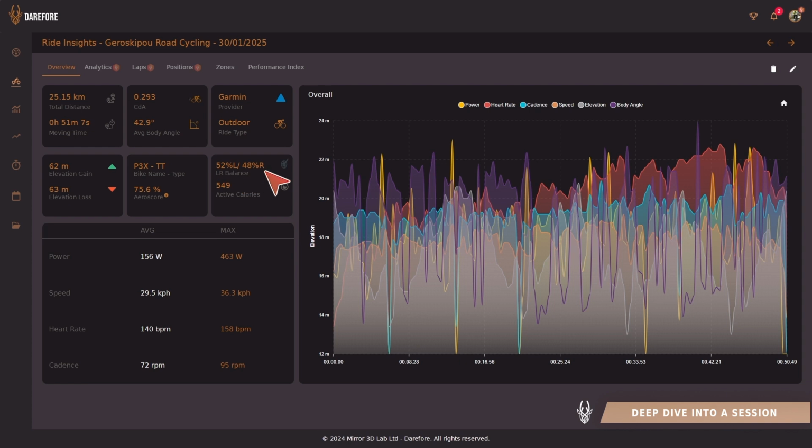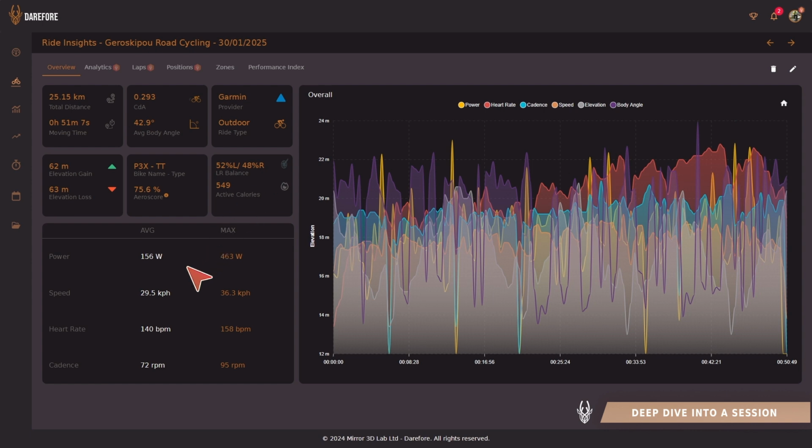The LR balance, which is calculated using data from double-sided power meters, shows that 52% of the ride's power output came from the left leg and 48% from the right leg. This information can help identify potential muscle imbalances or biomechanical issues that may be affecting your pedaling efficiency and power output. Let's look at the performance metrics.